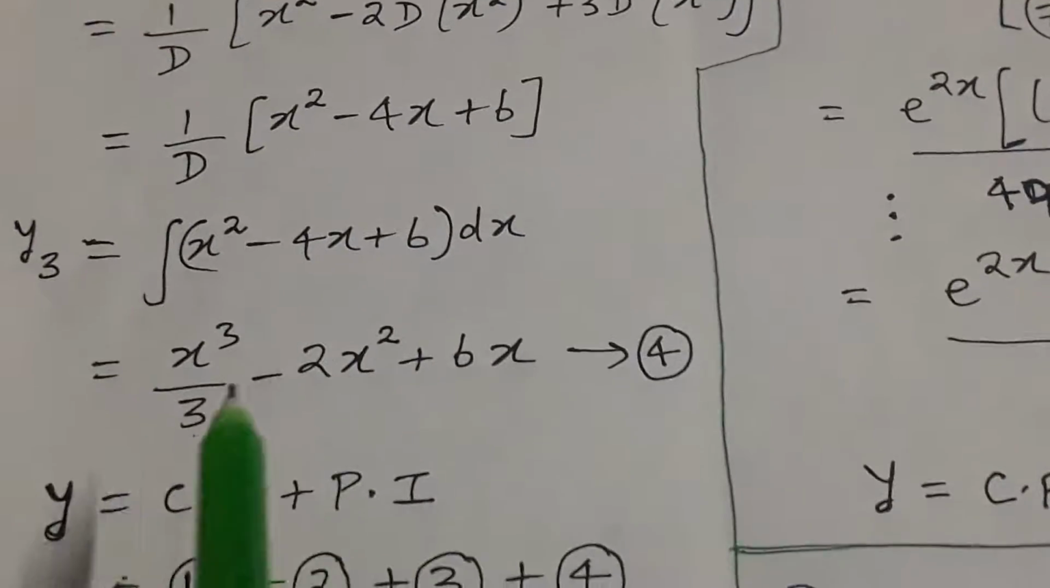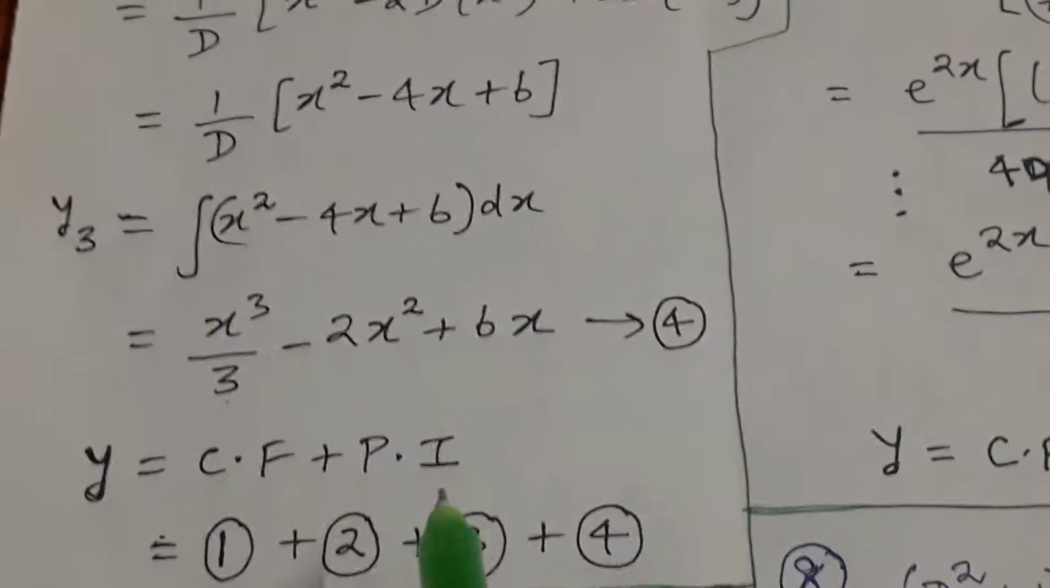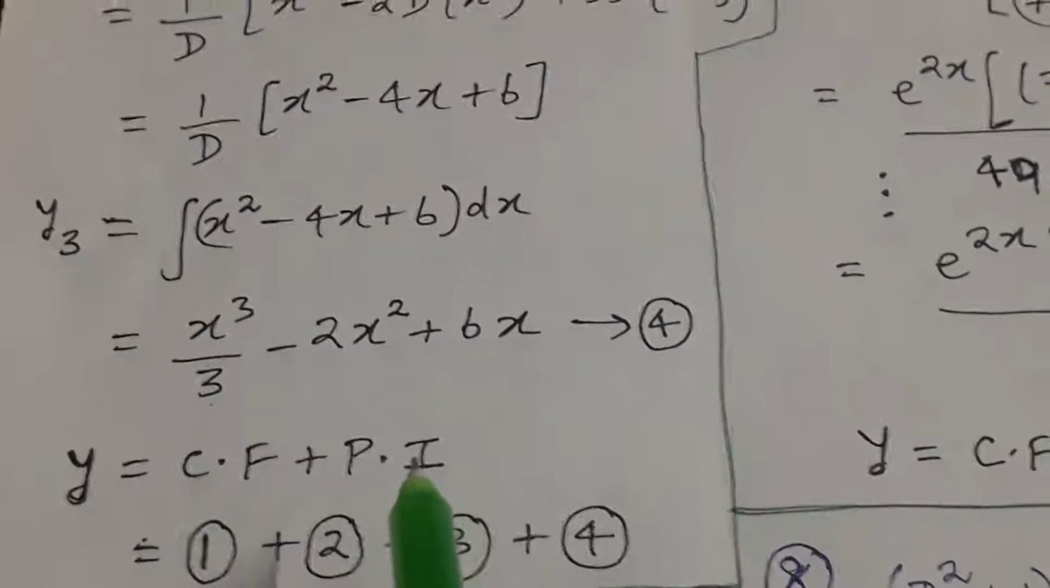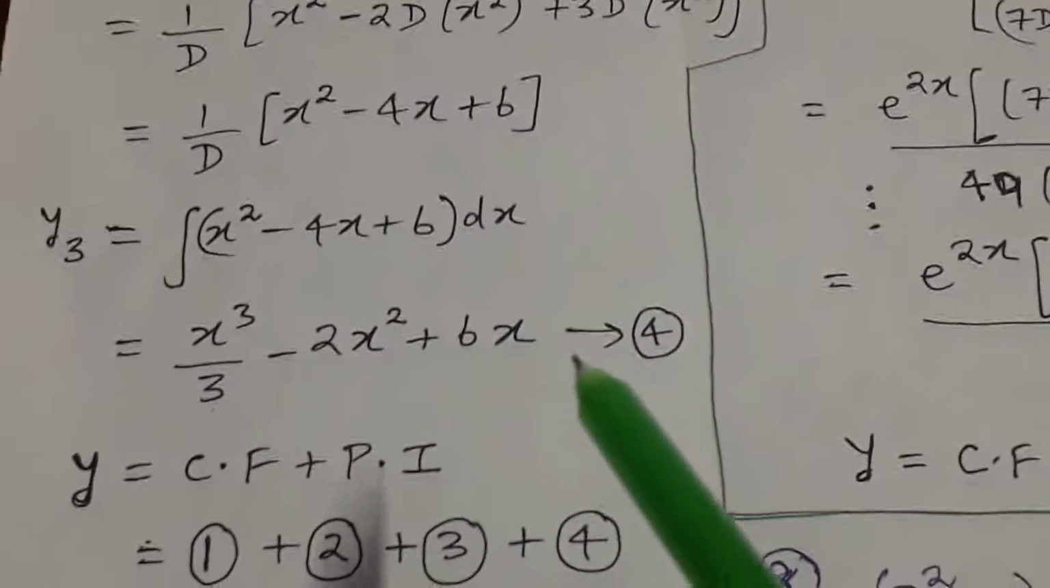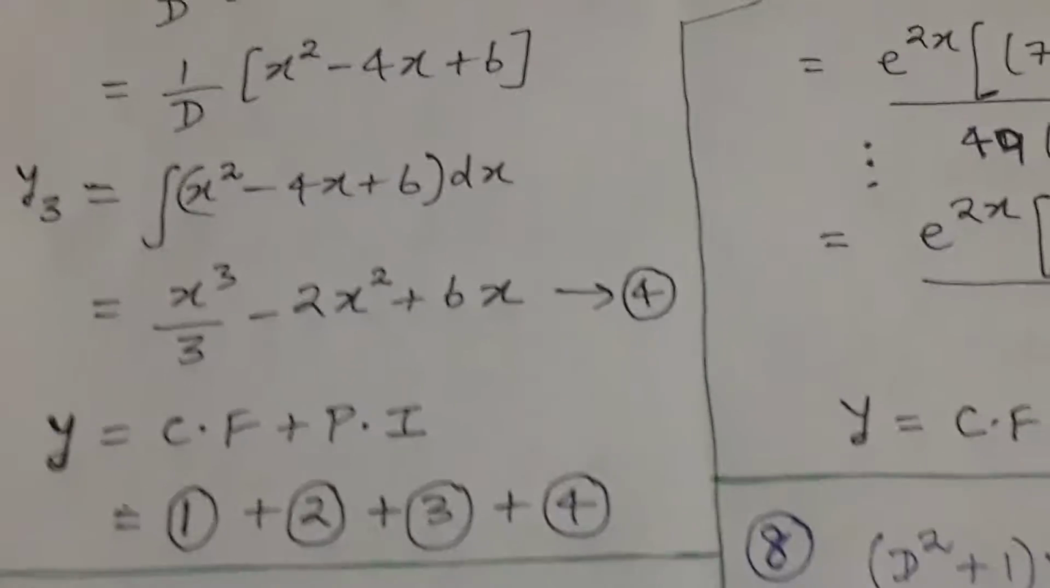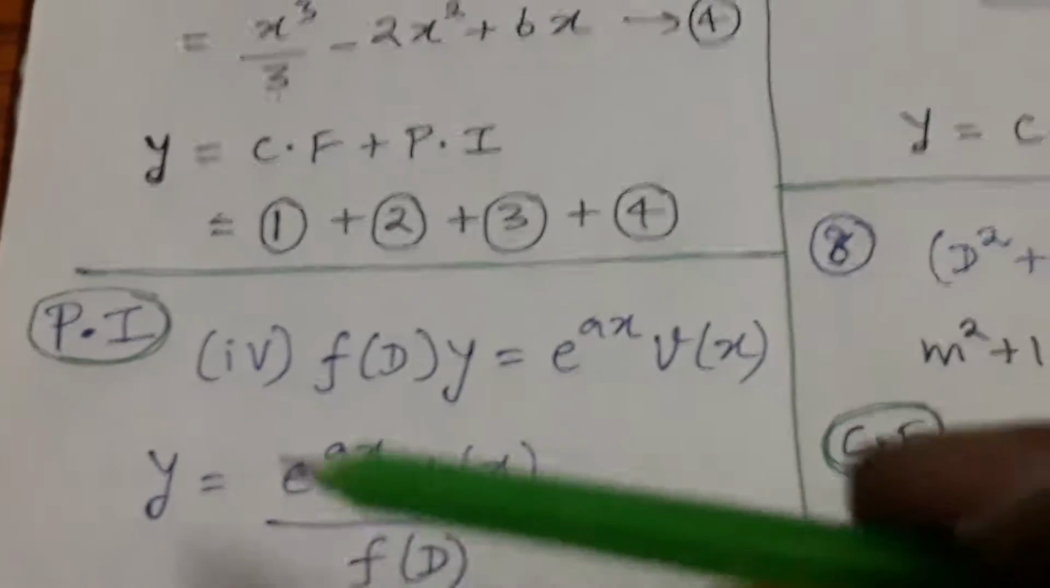Right? So now the whole solution is the complementary function plus the particular integral. Particular integral we have 3 terms. Equation 1 plus 2 plus 3 plus 4. Do this sum once again. There ends the problem. We will go to the next case of particular integral.